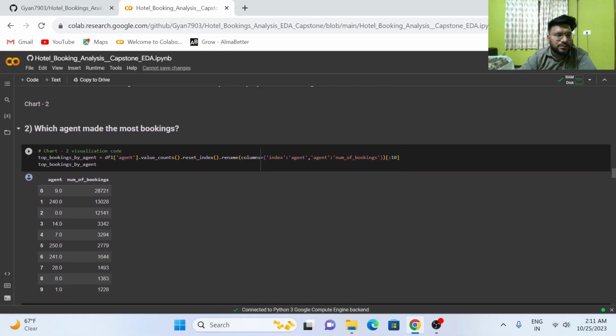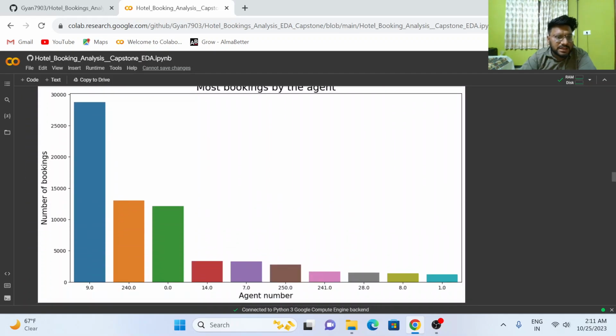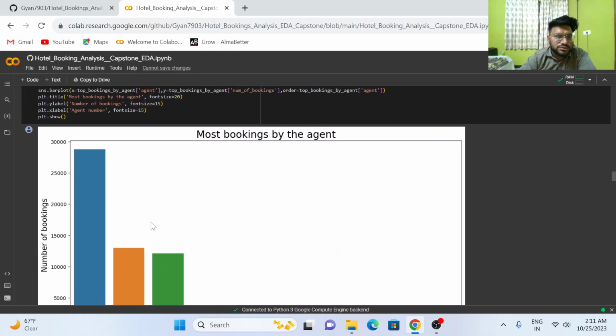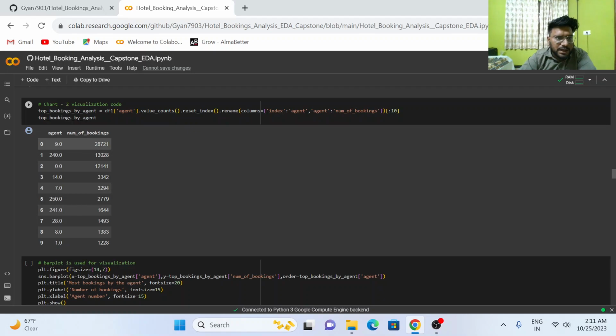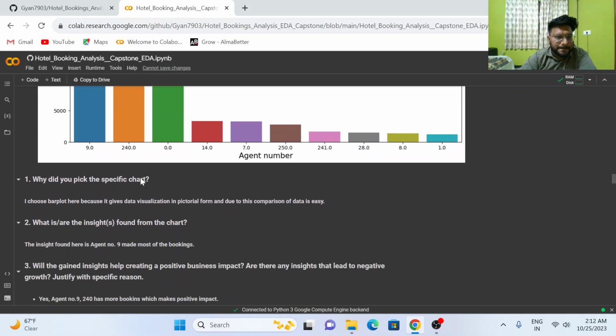Next question would be, which agent made the most of the bookings? So we have used value counts again for the agent column, which gave us the number of bookings done by each agent code, or agent number, which is given over here, right? So we will visualize it. As we can see, the agent which goes by the number 9 has the most bookings, which was 28,721. Agent number 9 has made the most of the bookings.